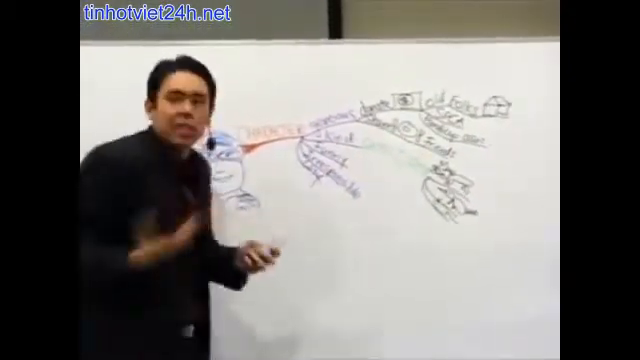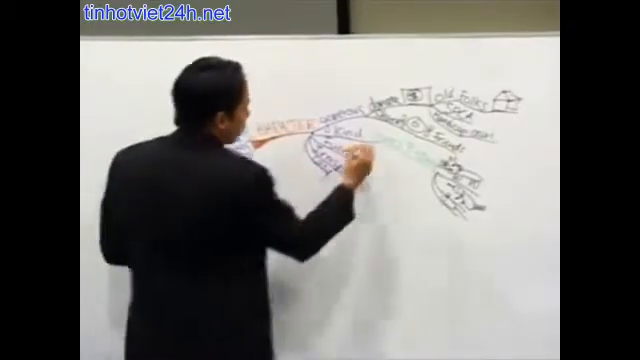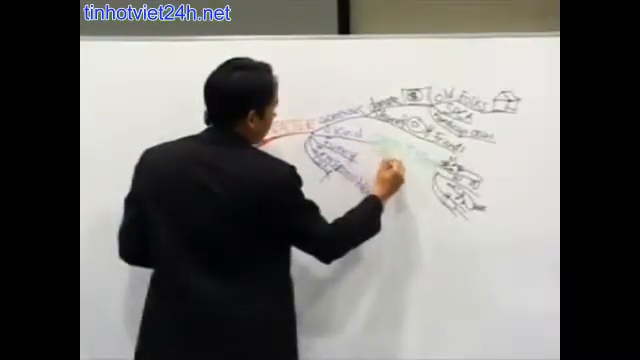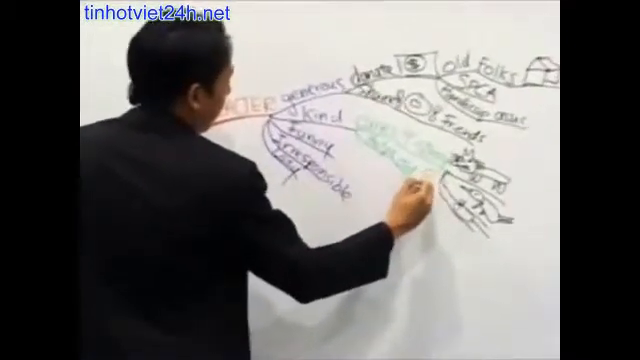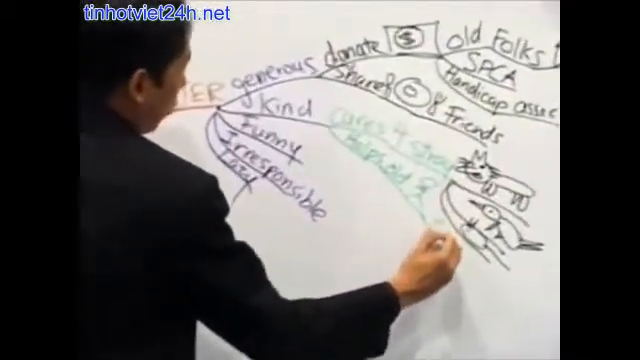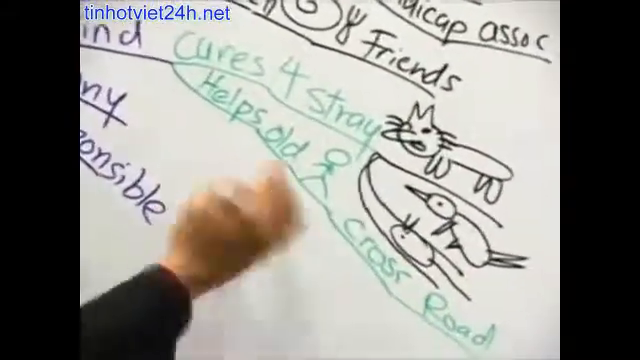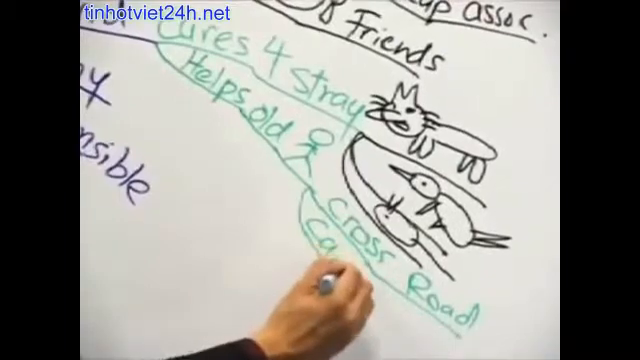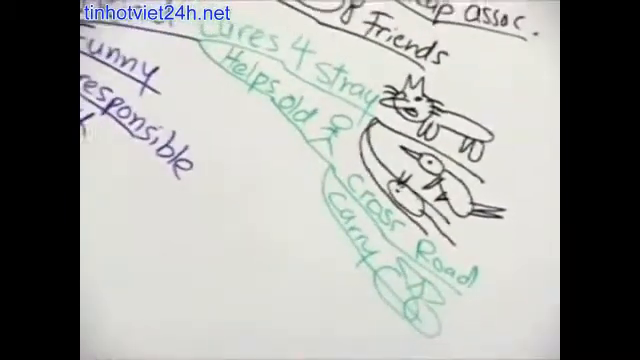So we just branch it out this way. Or why else is he kind? Maybe he's kind because he helps old people across the road. So helps old men cross road. And maybe he also helps the old man carry bags. Alright, so I'm just giving you some examples over here.